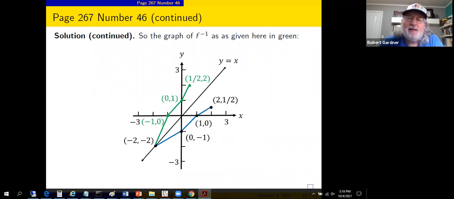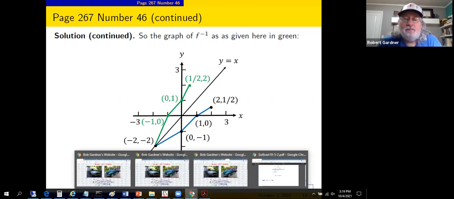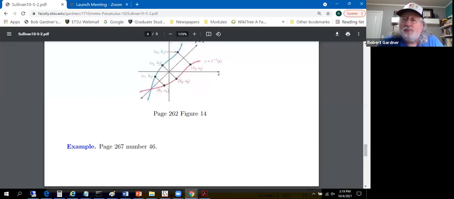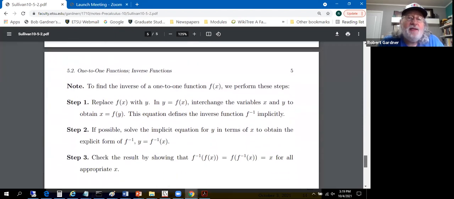So plotting those points, connecting them with line segments, plotted in green here and labeled in green, except for the one that lies on the line, we'll get that mirror image type behavior. So there's a way to graph an inverse function given the graph of a function. But we still haven't dealt with algebraically finding inverses. We've dealt with graphically finding them.